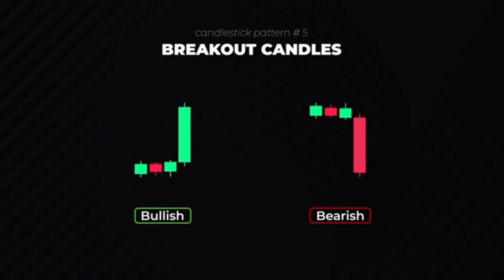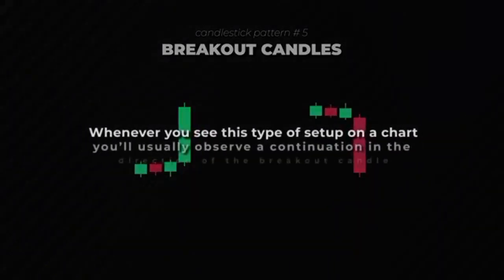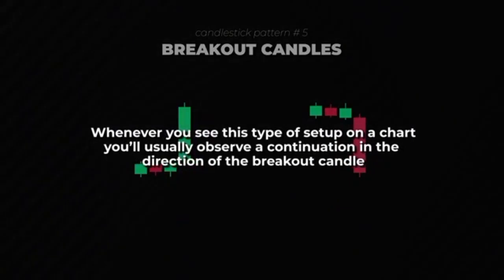Note that for both bullish and bearish patterns, the color of the consolidation candles is unimportant. What matters is that they're small in size. Whenever you see this setup on a chart, you'll usually observe a continuation in the direction of the breakout candle. Let's look at an example.